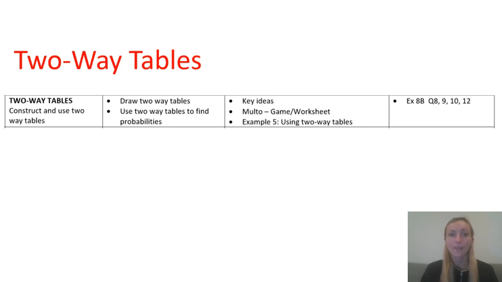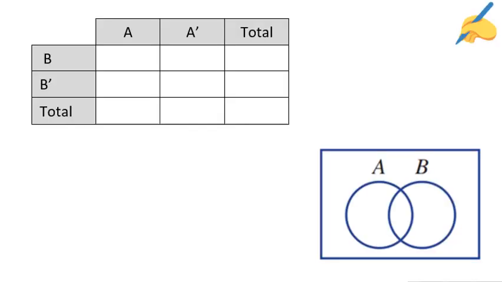Hi guys, today we are going to learn about two-way tables. We will look at how they relate to Venn diagrams. We are still working from exercise 8b. This is a two-way table. I'll show you what each section means.